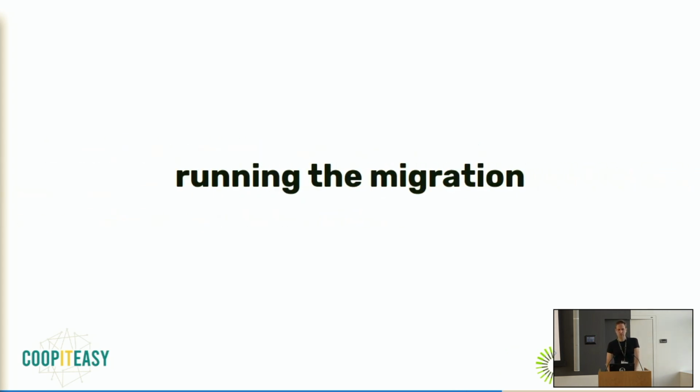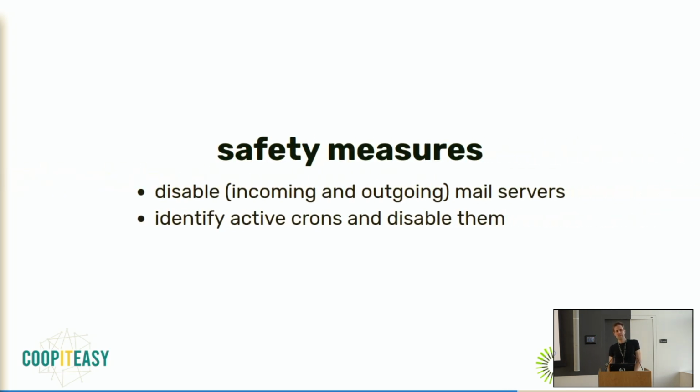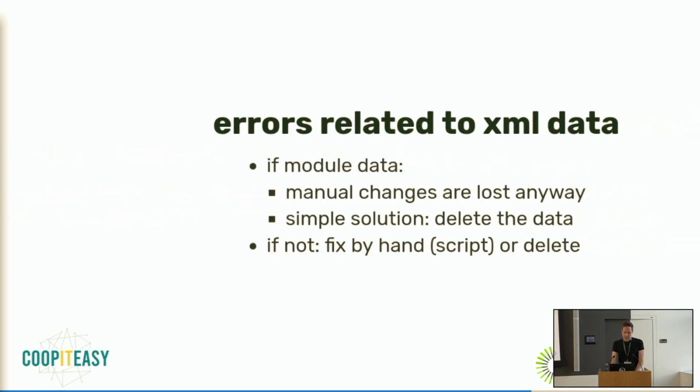Okay, how to run the migration? Some safety measures before: you need to disable incoming and outgoing mail servers on the database, and identify active crons and disable them, because you don't want the migration process to mess with the real world. Sometimes just updating the database will send emails, and if your clients receive emails, they will be a little bit concerned maybe. So ensure nothing will interact with the real world.